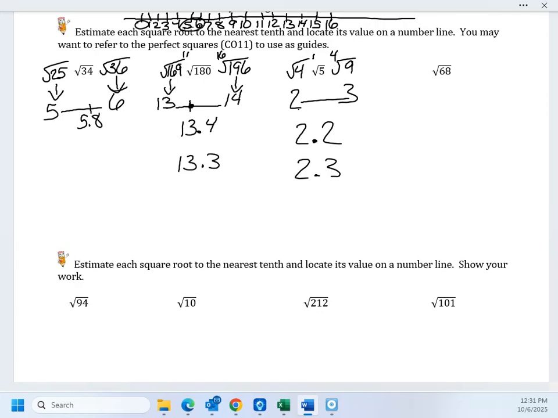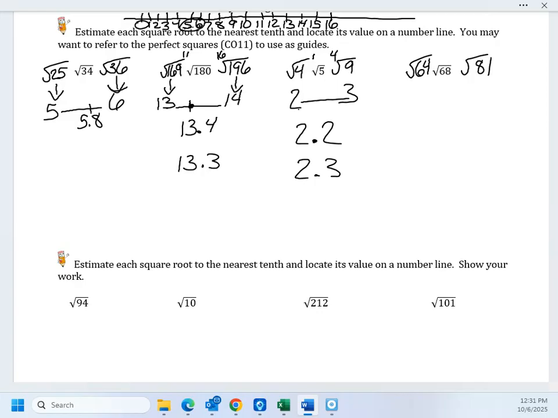Let's look at square root of 68. What is my first step? Oh, I should see more hands than this. What's my first step? What do I need to put? If I have the square root of 68, Gavin. And the square root that goes before and after. So tell me what they are. What should I write? Square root of 64 and the square root of 81. Okay, so 68 comes in between 64 and 81.